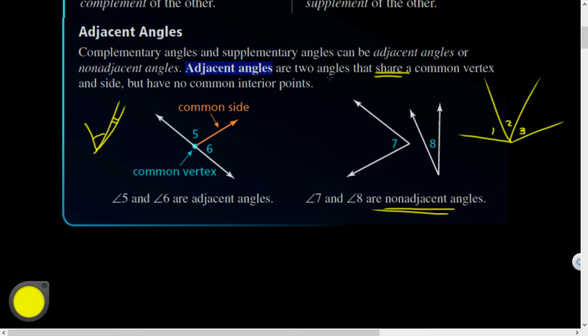Look at the definition. Common vertex? Check. Common side? No. All right, so they're hanging out close to each other. They've got something in common, but they are not adjacent to each other. All right?